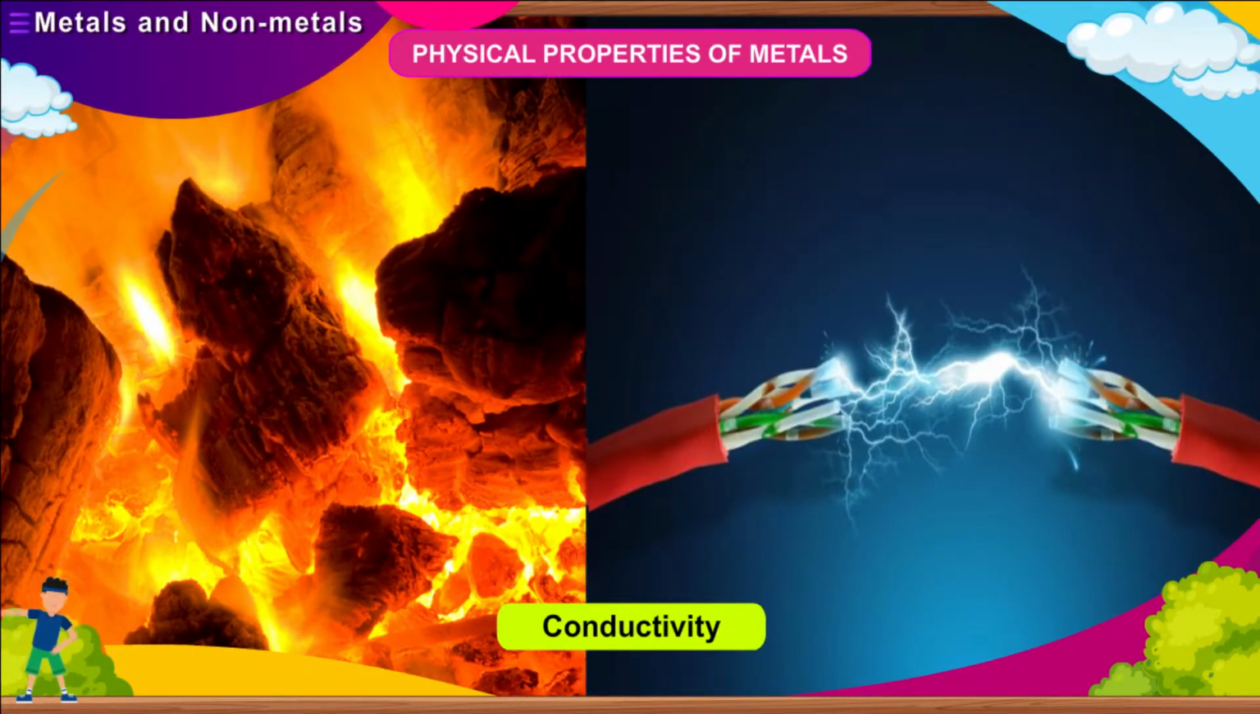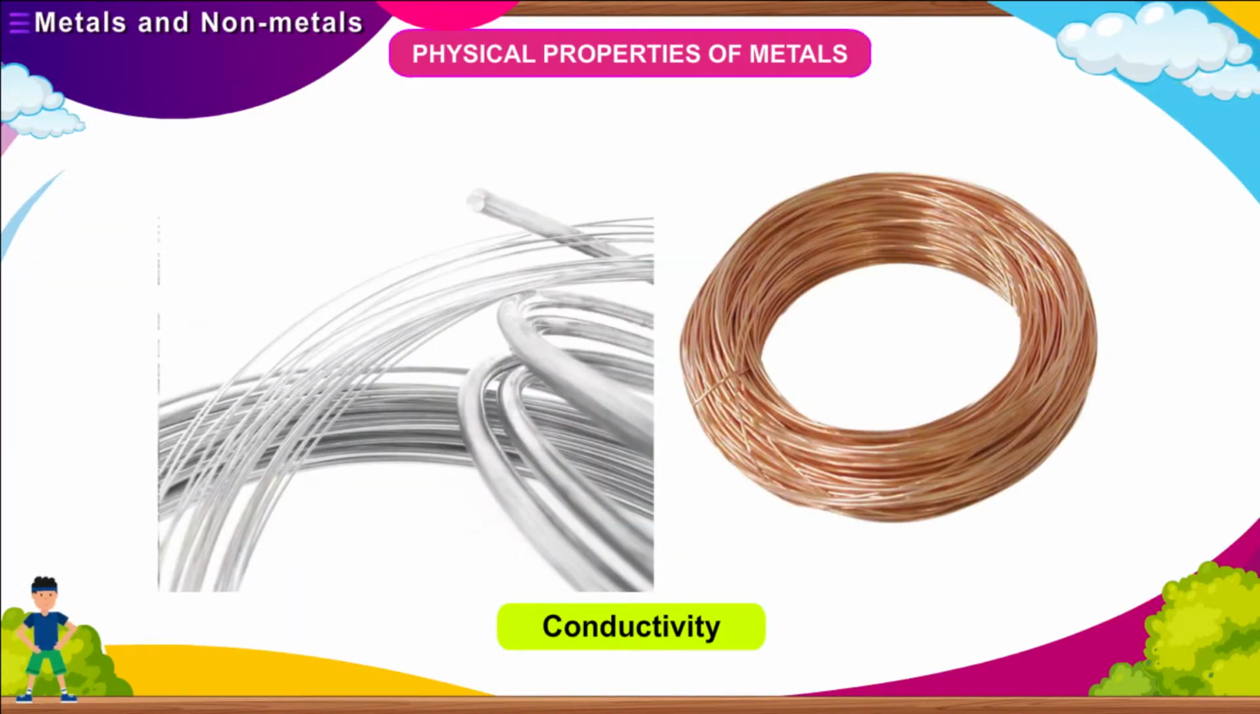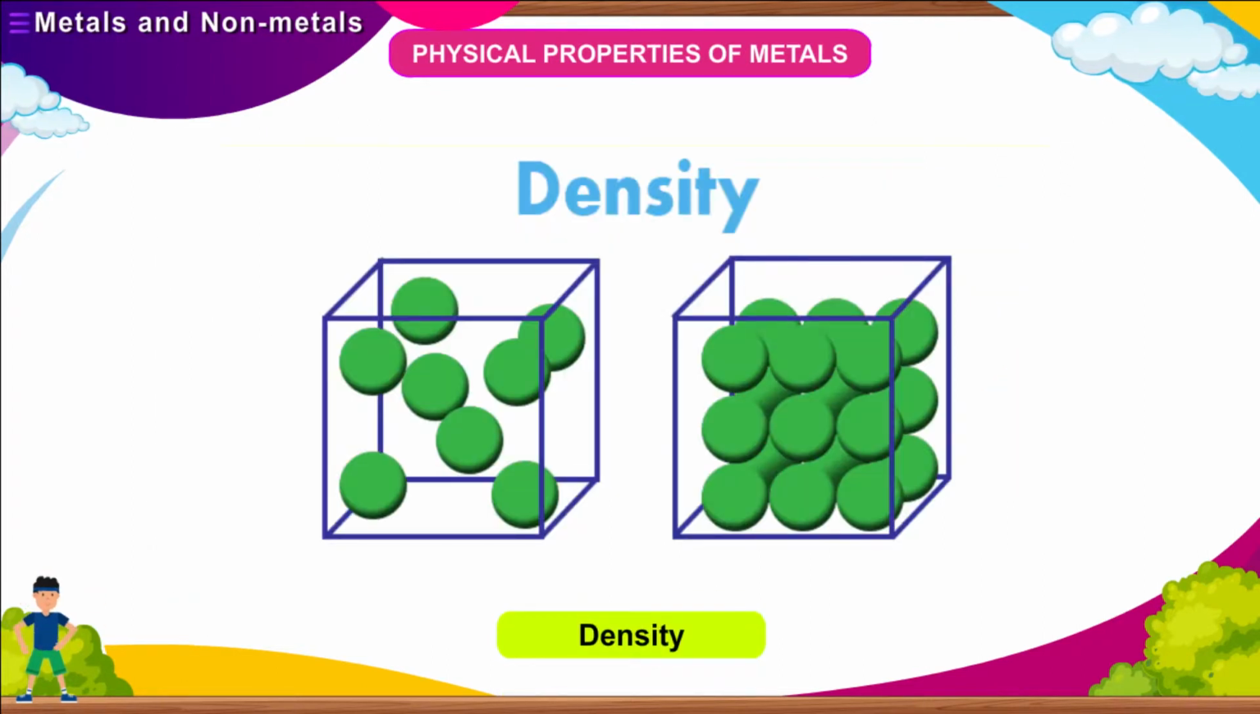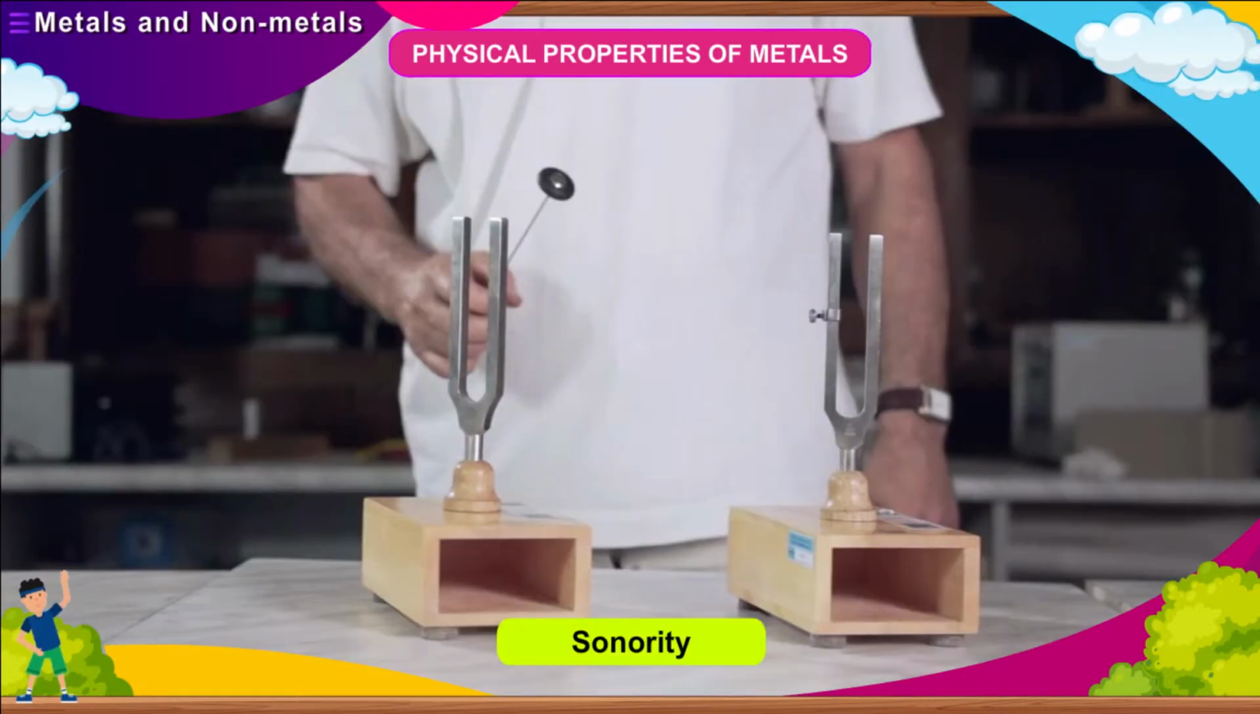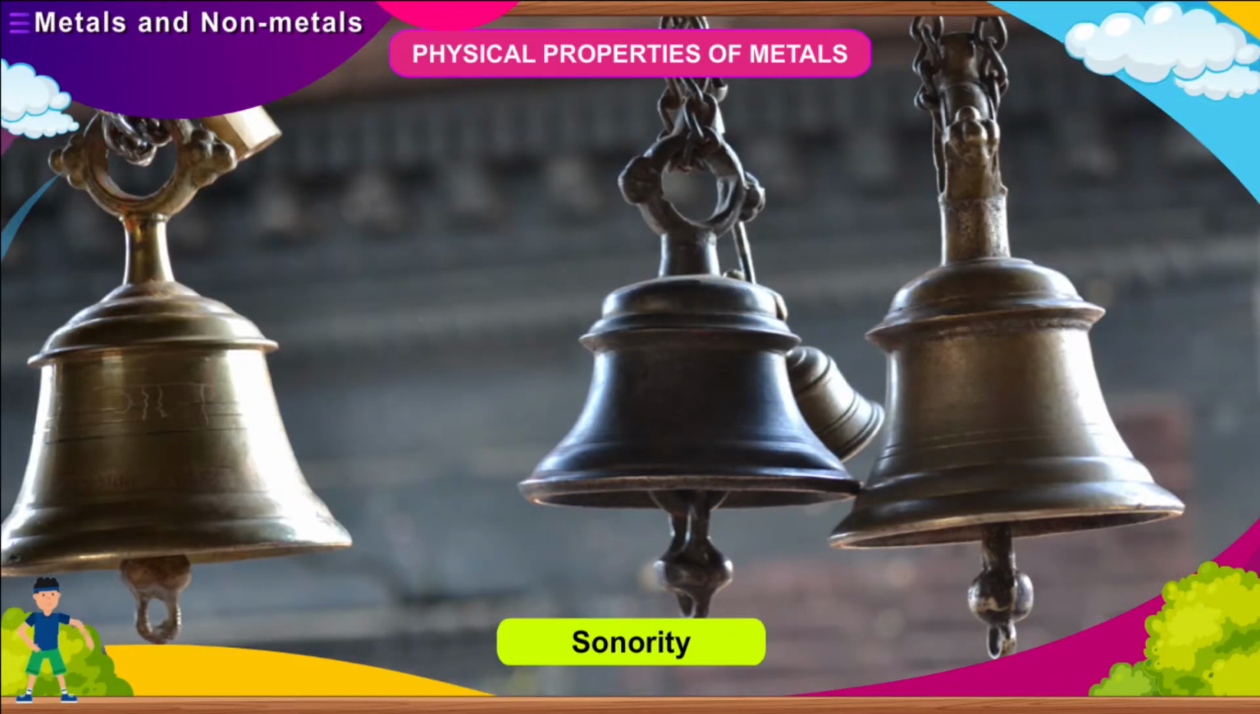Conductivity. Metals are good conductors of heat and electricity. This property, known as conductivity, allows current and heat to pass through them easily. Silver and copper are very good conductors of electricity. Density. Metals generally have high density. Sodium and potassium have exceptionally low density. Sonority. On being hit, metals produce a typical sound, so they are said to be sonorous. This property, known as sonority, is used in making temple bells and many other useful items.